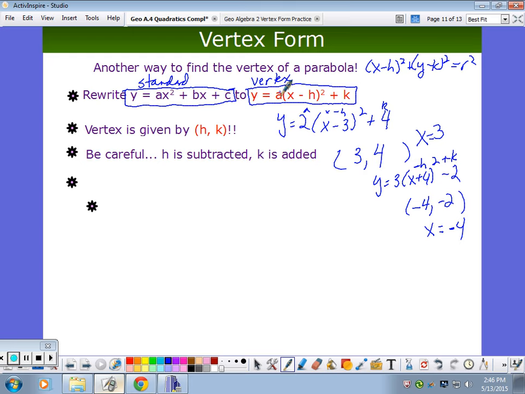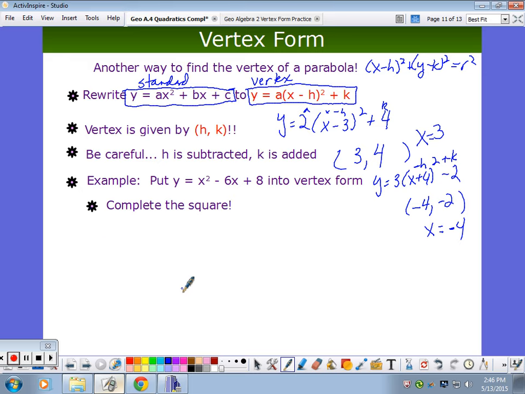So if you are in this form, it's trivial to find the vertex and the axis of symmetry. All you have to do is know how to get to this form. No problem. Let's put it in vertex form. It's something we've been working with, right? Luckily, we know how to complete the square. So, okay, you're watching carefully? Yeah? All right, I'm rewriting it just so I can see what I'm doing.